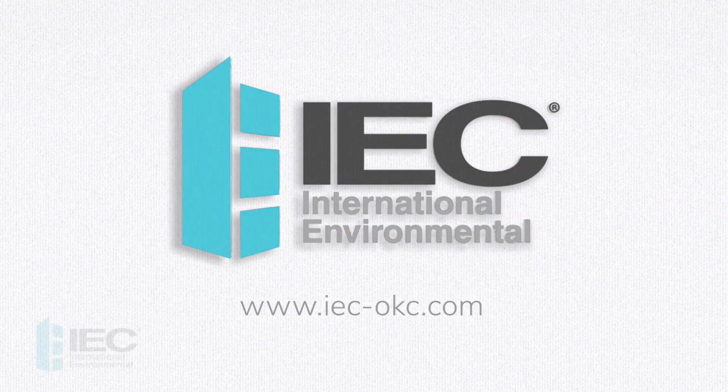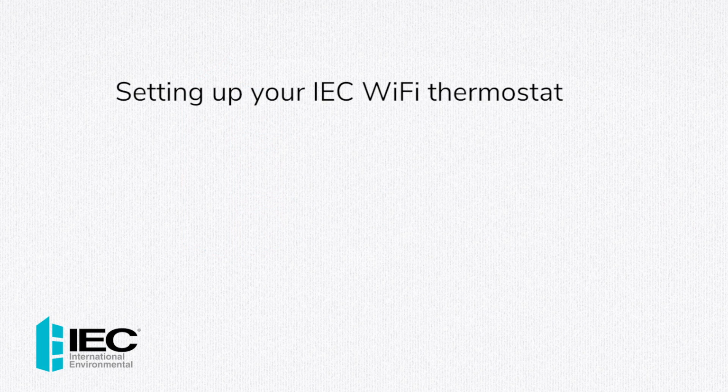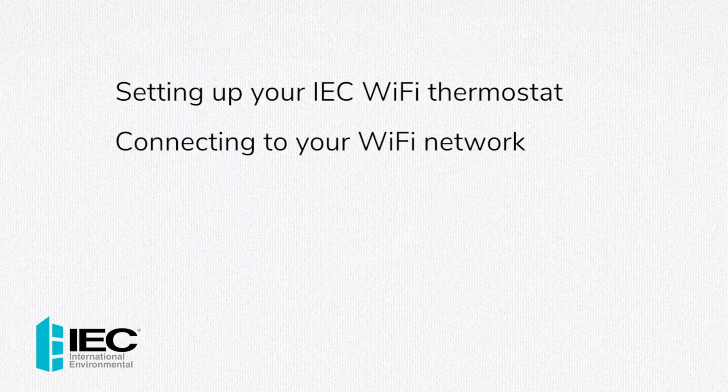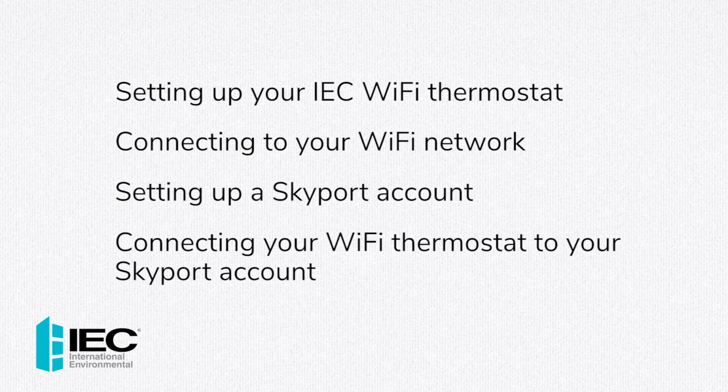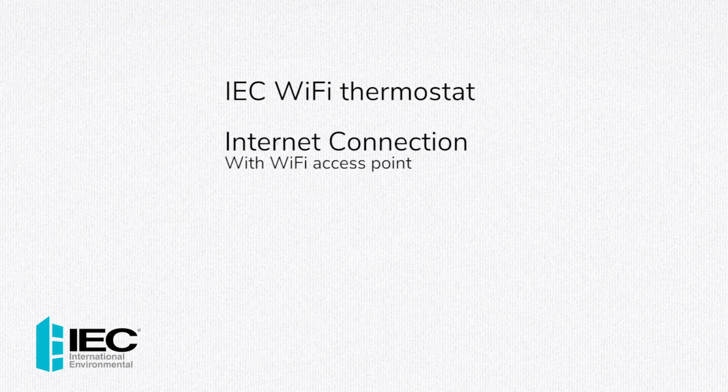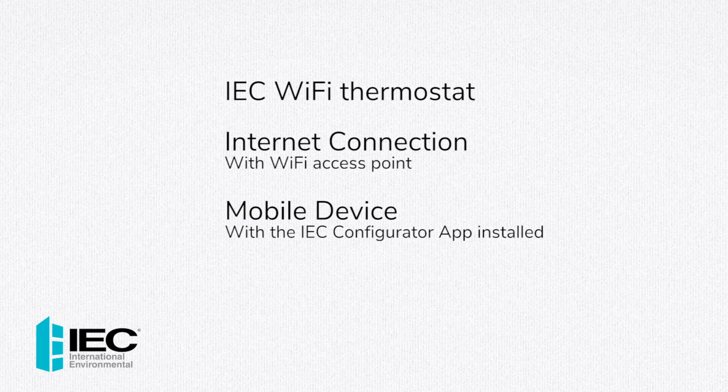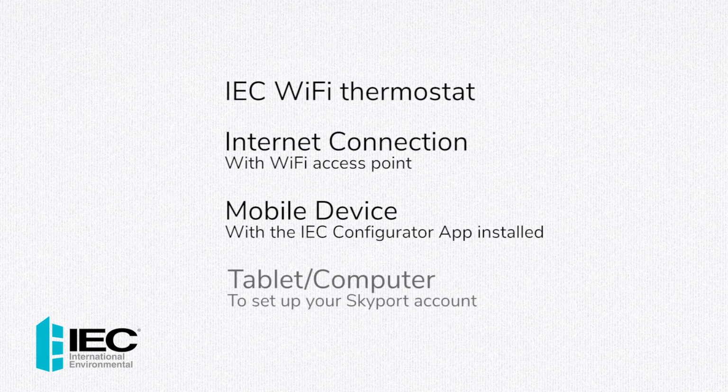We are going to walk you through setting up the IEC Wi-Fi thermostat, connecting it to your Wi-Fi network, setting up a Skyport account, and connecting your Wi-Fi thermostat to your Skyport account. The items you need to complete the setup include your IEC Wi-Fi thermostat, an internet connection with Wi-Fi access point, a mobile device with the IEC Configurator app installed, and a tablet or computer to set up your Skyport account.